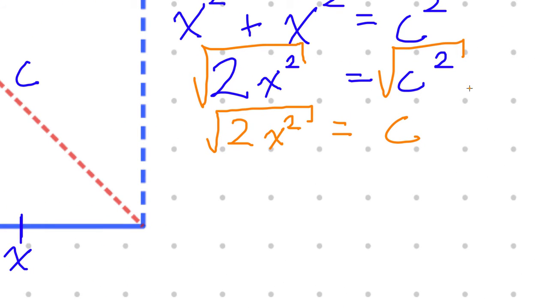Whenever you have the square root, I can break them apart as long as they're still being multiplied. I am allowed to do that. So I'm going to now rewrite this as the square root of 2 times the square root of x squared. That's the same thing as long as they're being multiplied by each other.